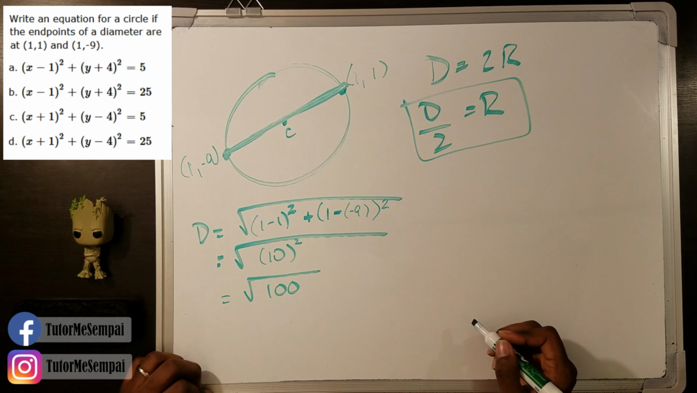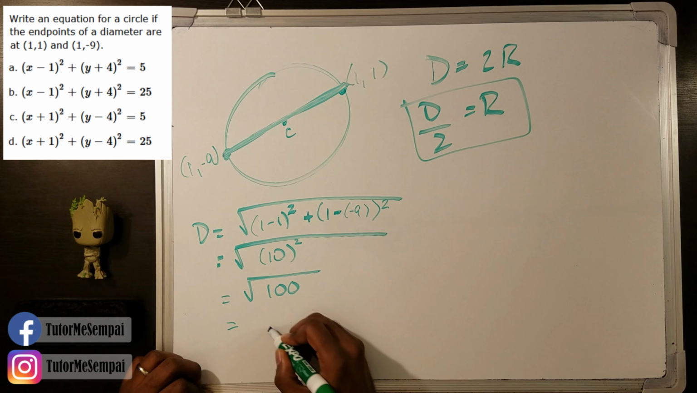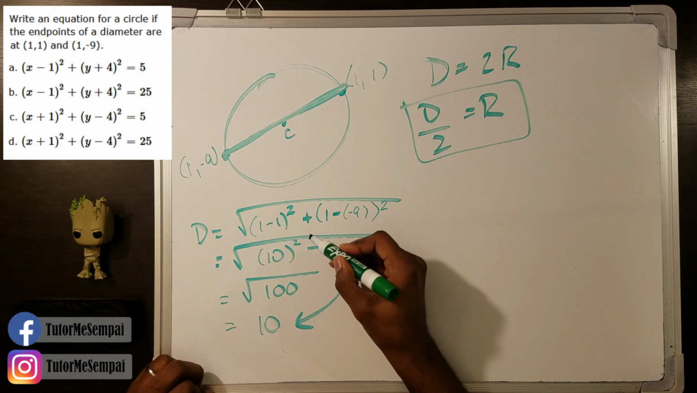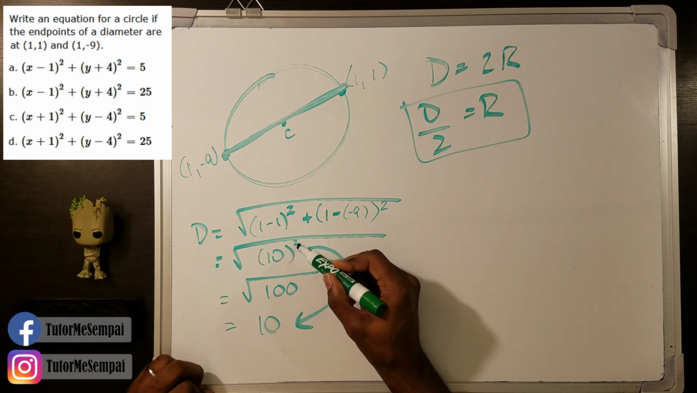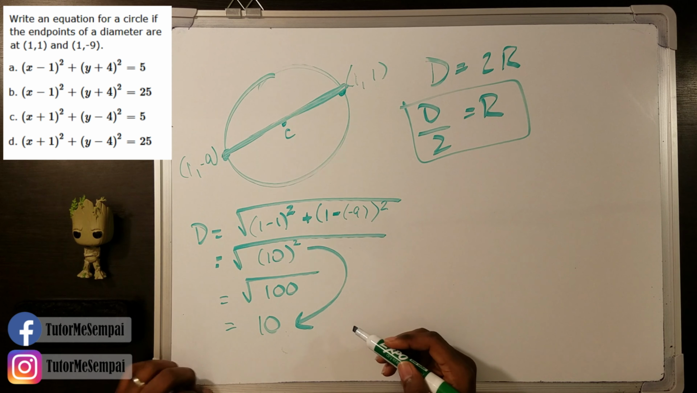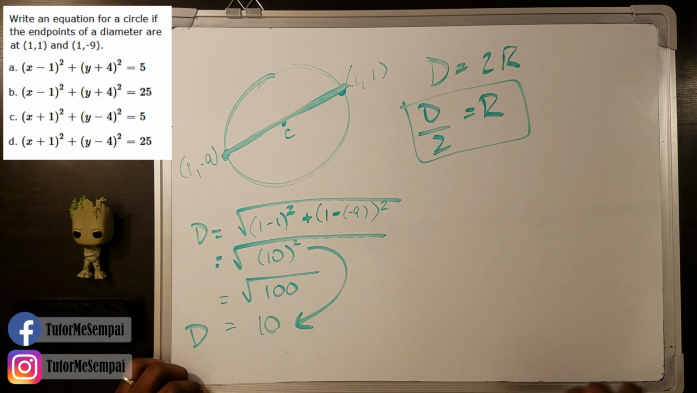And what's the square root of 100? Well, that's just going to be 10. Now, you could have gone from this step straight here because this square root will cancel out that square, but I just wanted to make sure you knew how we got from this point to this point. So we know our diameter is going to be 10.